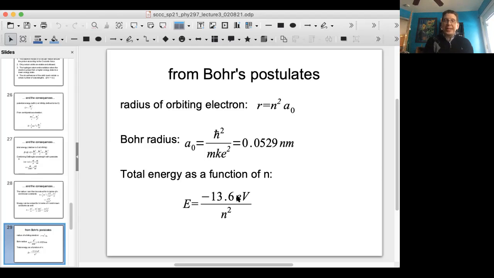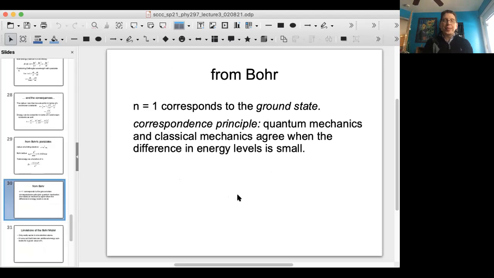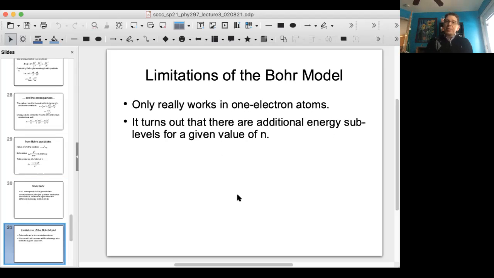And so the 13.6 electron volts also corresponds to the ionization energy of the electron. So if an electron gains more than 13.6 electron volts from absorbing radiation from a photon, it is kicked out of the atom. And so n equals 1 corresponds to the ground state. And the correspondence principle says that quantum mechanics and classical mechanics should agree when the difference in energy levels is small.